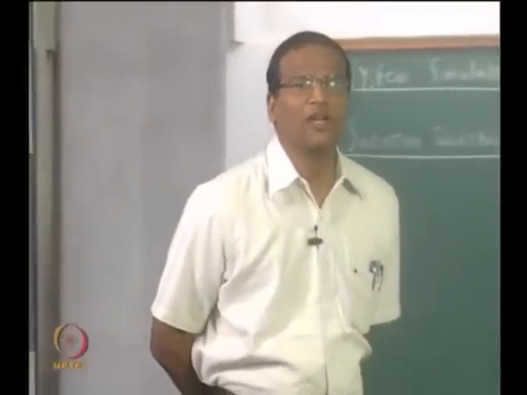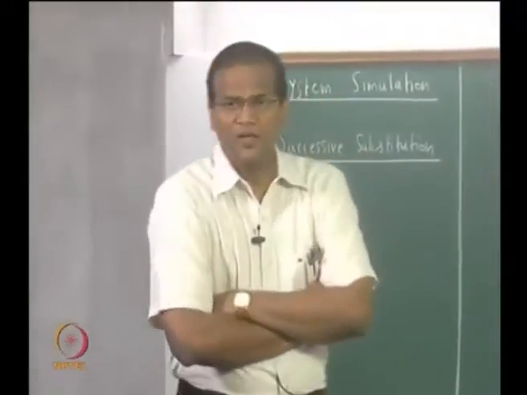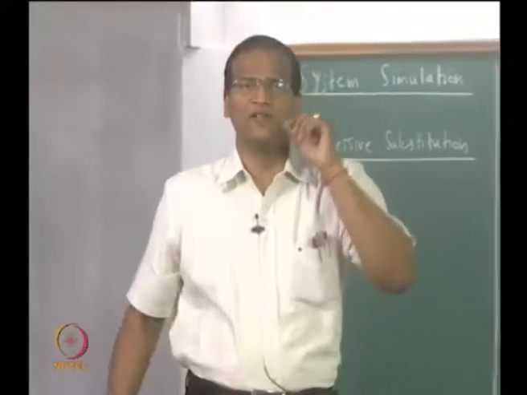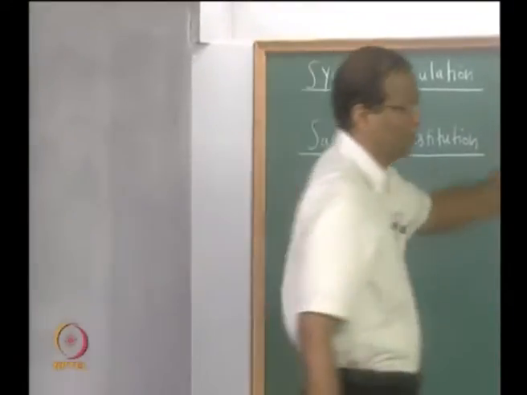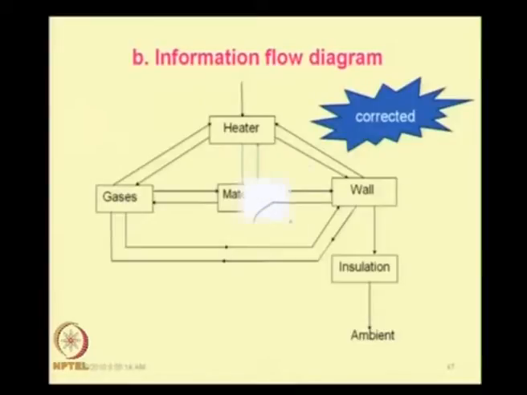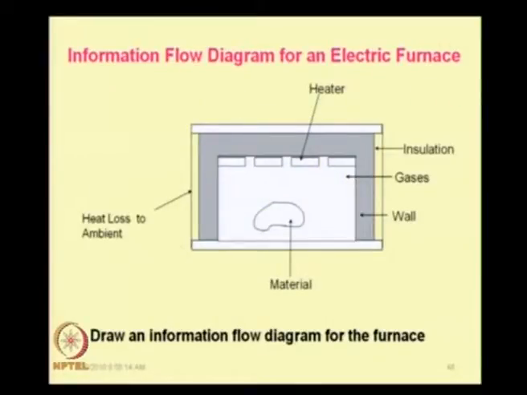Good morning. So yesterday we were talking about this information flow diagram. We considered a problem where we looked at the information flow diagram for an electric furnace. I think this was the problem where you've got a material which is to be heated or heat treated or whatever. So you have heaters, then you have got this wall material and insulation, and I asked you to draw an information flow diagram for the furnace without having to go through all the equations.